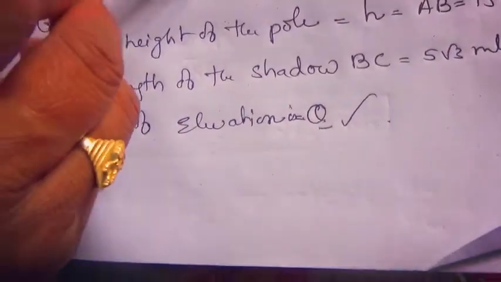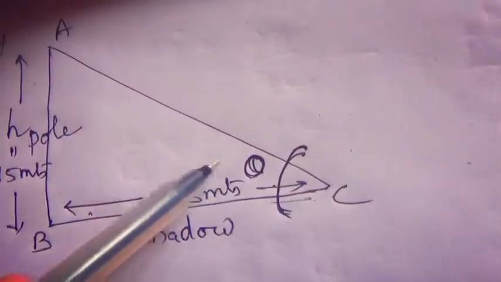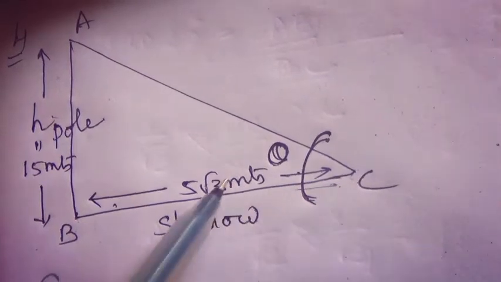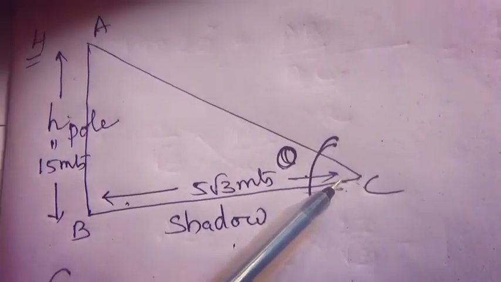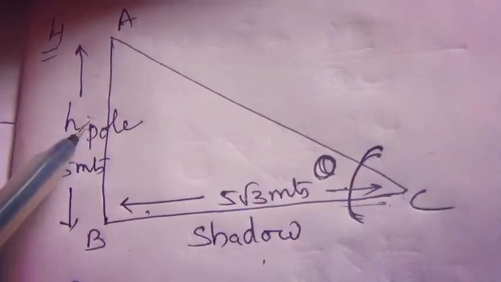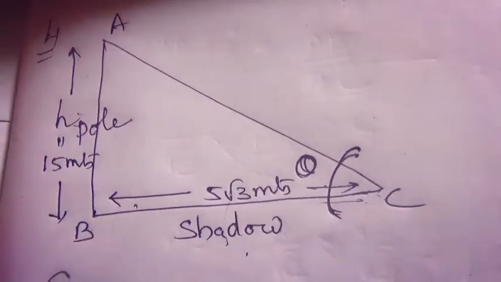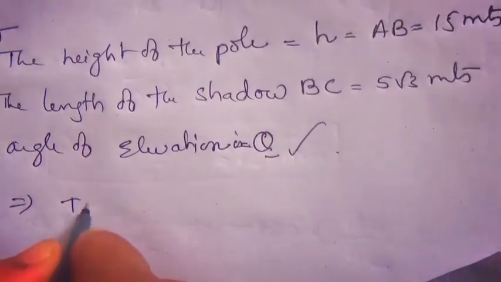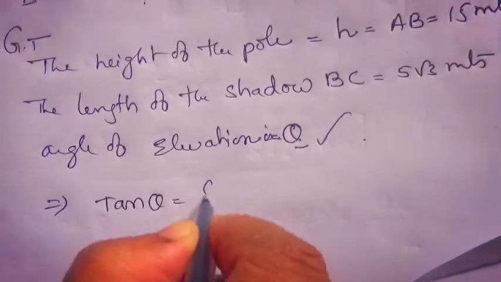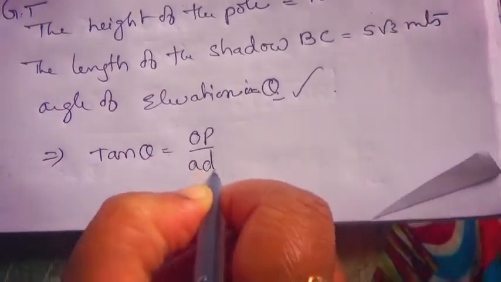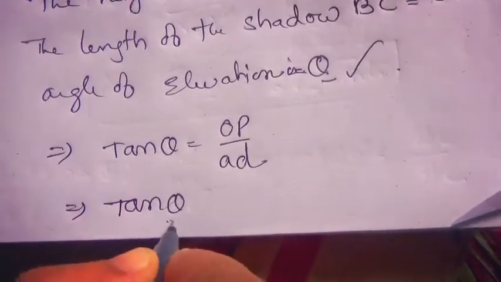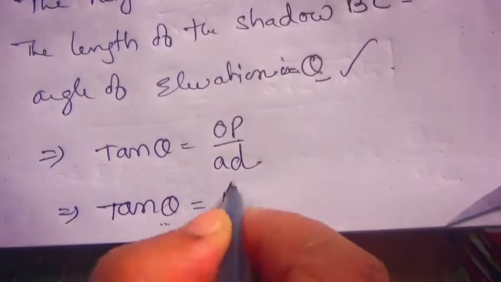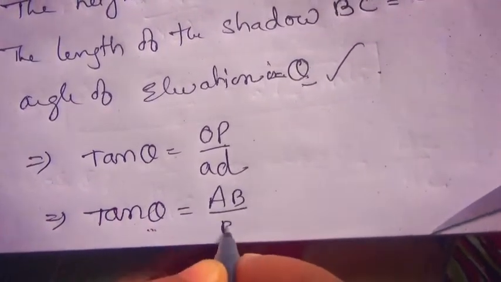Look at here. For the theta, this h is opposite and this shadow is adjacent. So the trigonometric ratio which gives the ratio of this opposite side and adjacent side is tan theta. That's why I am taking tan theta is equal to opposite side by adjacent. We don't know tan theta, right? That is opposite side AB by adjacent side BC.